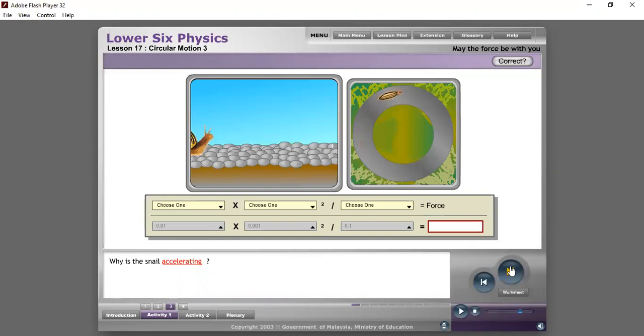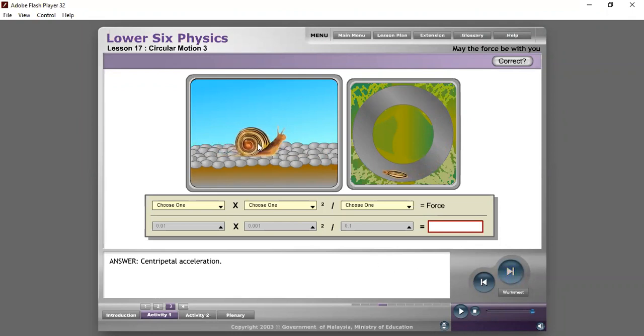Why is the snail accelerating? Answer: because it is moving in a circle. If the snail moves in a straight line, that means no acceleration. But if the snail moves in a circle, there will be an acceleration involved in the motion. What sort of acceleration is it? Answer: centripetal acceleration.